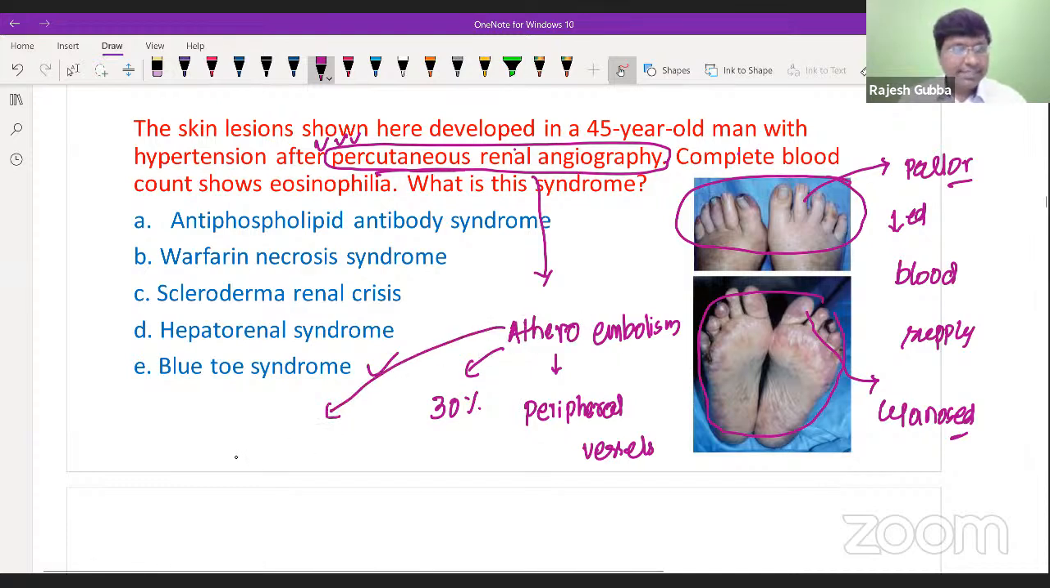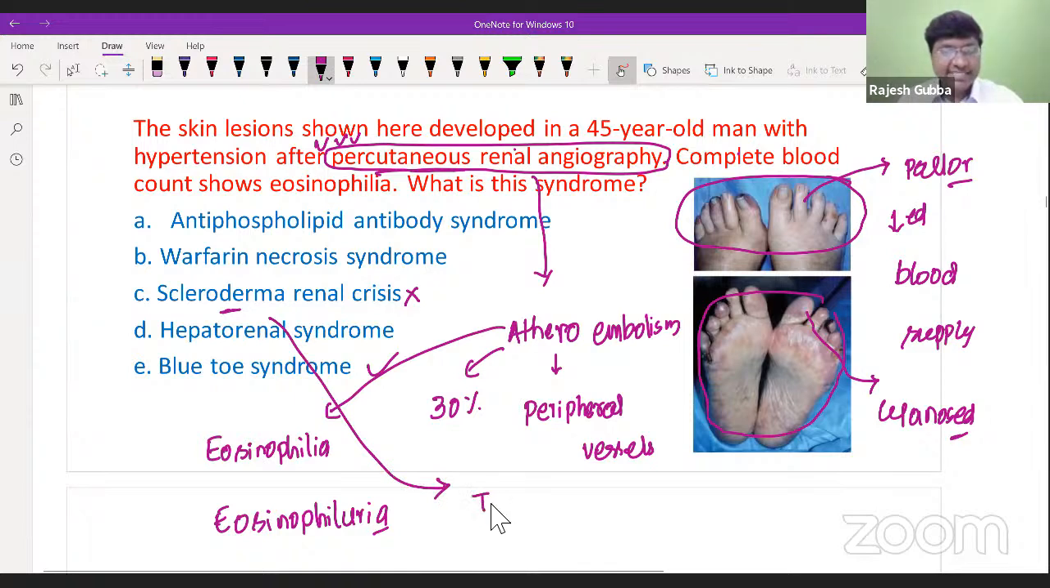Now, in atheroembolism, there will also be eosinophilia, and not only that, there will also be eosinophiluria. So that is the answer in these patients. It is not scleroderma renal crisis. In scleroderma, you will have very stiff or tight skin. So that is about scleroderma renal crisis. But what is the answer here? The answer here is blue toe syndrome.